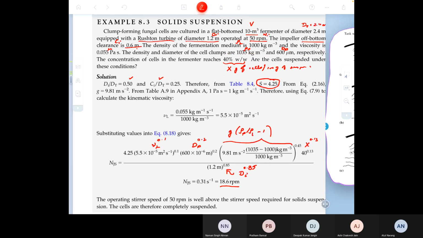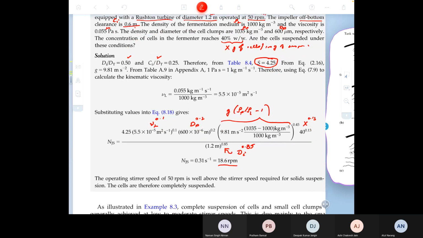And since 50 RPM is bigger than 18.6 RPM, everything is good, because this NJS is the minimum RPM you need to keep the cell suspended. And you're actually operating at almost 2.5 times the minimum RPM. You're operating at 50 RPM. So it says the operating stirrer speed is well above the stirrer speed required for suspension. The cells are therefore completely suspended.